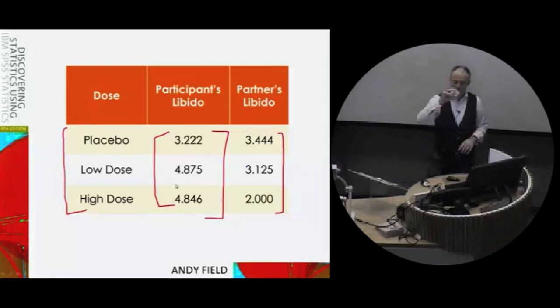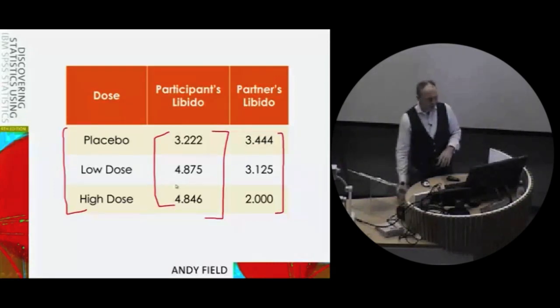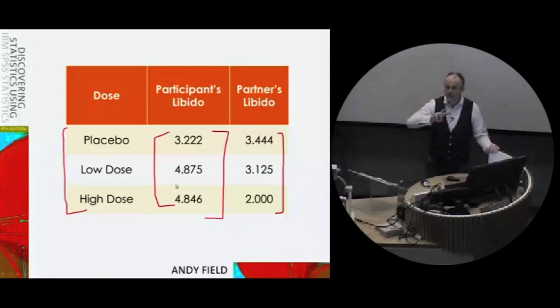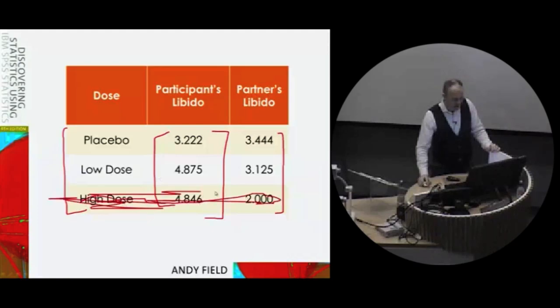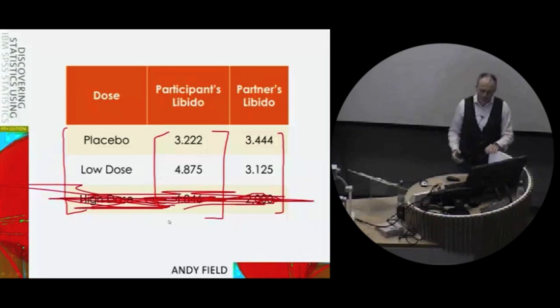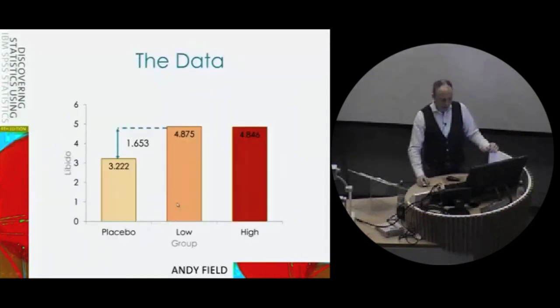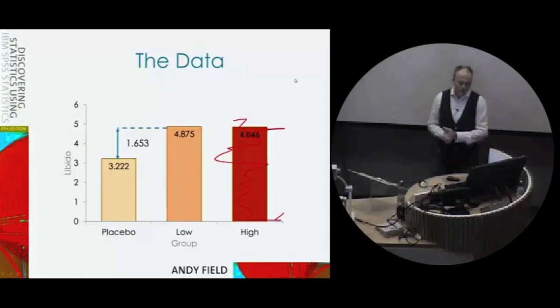But just to show you, the partner's libido levels are sort of vaguely in the same ballpark on average as the participants. So to make things simple, I want to just imagine that we only have 2 groups. This just makes things a bit easier to explain. So for the time being, we're going to completely ignore the high dose group. It's gone. So we're just going to look at placebo and low dose. So the data looks a bit like this. Again, ignore that. So we're just looking at placebo and low dose groups.